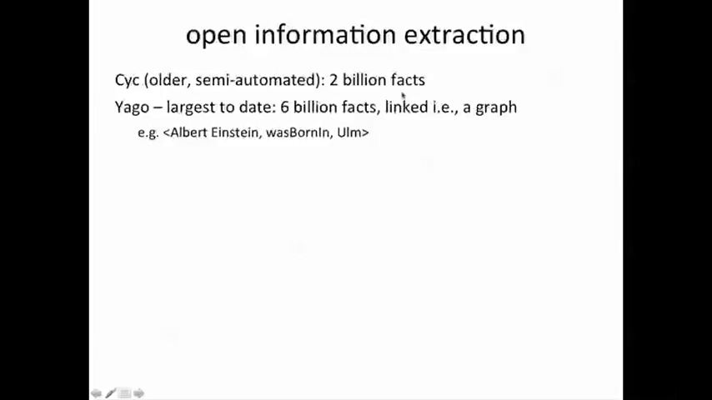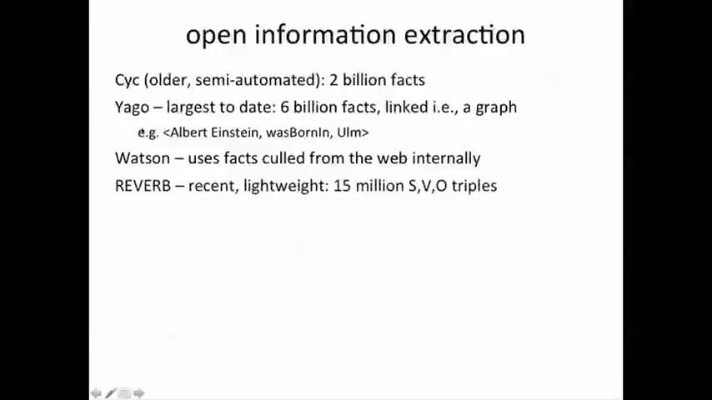"Albert Einstein was born in Ulm", for example, is a fact that Watson could have learned from a database like Yago, and Watson actually uses facts culled from the web internally. It doesn't use Yago or Cyc, but it uses many web pages and textual documents and rules. And this is another example of open information extraction.